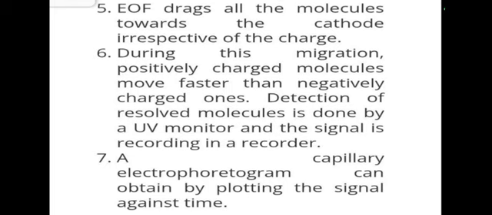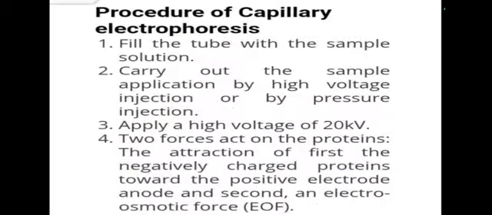The detection of resolved molecules is done by a UV monitor, and the signal is recorded in a recorder. Seventh point, a capillary electropherogram can be obtained by plotting the signal against time. This is the procedure of capillary electrophoresis. There are 7 steps in the procedure of capillary electrophoresis.